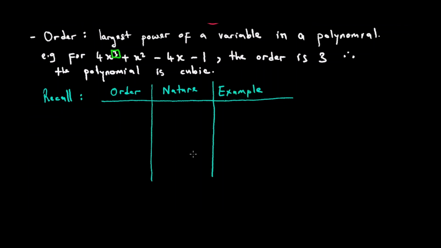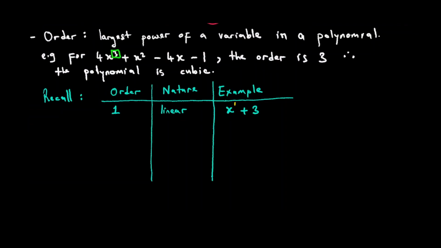Let us say we have the order 1. An example of an expression where the order is 1 would be something like x plus 3. What we have here is called a linear polynomial. Linear in the sense the highest power of the variable is 1, as we have there. So that is where we get linear equations.